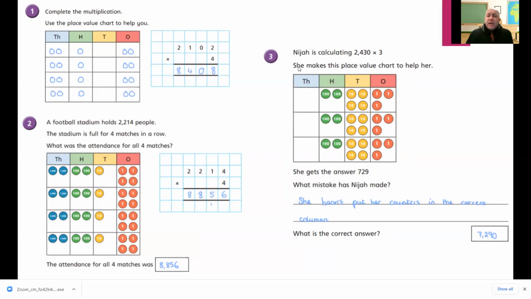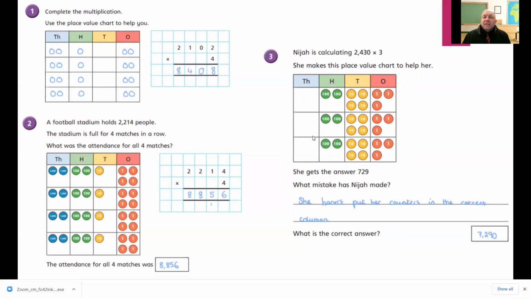And then question 3, Nia is calculating 2,430 times 3. And she makes this place value chart to help her. And she gets the answer 729. What mistake has she made?